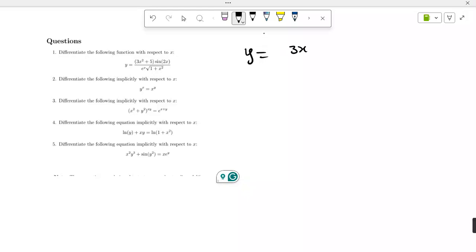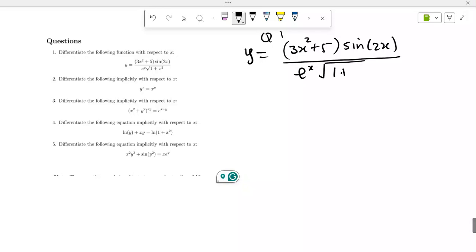You have 3x squared plus 5, then sine 2x, and you divide by x root of 1 plus x squared. This is question 1. You're told to differentiate this. Here you know that when you have two functions divided, or a numerator and a denominator, the easiest way is the quotient rule. So what does the quotient rule state?